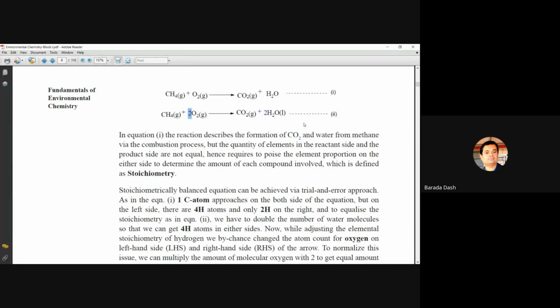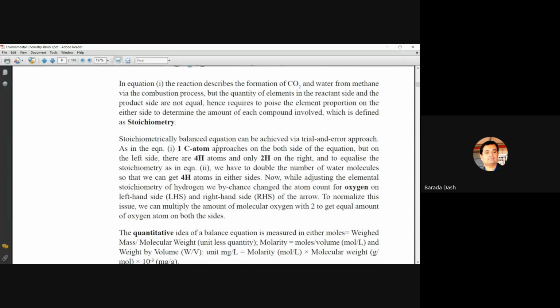So for example, if you don't write 2 oxygen here, it will not fulfill the stoichiometry, because it doesn't specify how many molecules or how much oxygen is required to burn the methane to carbon dioxide and water, and how many molecules of water are also generated. That is also important. A stoichiometrically balanced equation can be achieved by a trial and error approach.